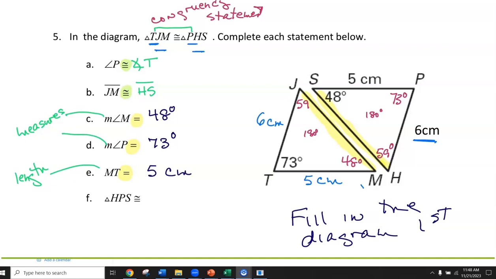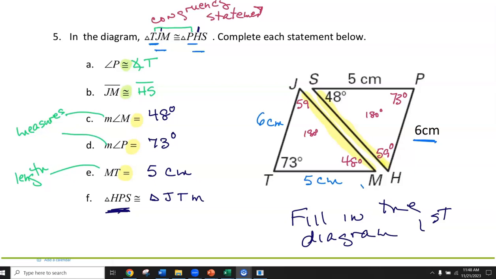Okay, now this is interesting. They are identifying the triangle a little differently. It was PHS, now it's HPS. So they're reading the second one first. So what's the second here? J. Then they read the first one next. What's your first one for the first triangle? T. And then what's the only other letter left? M. That's how you build that.